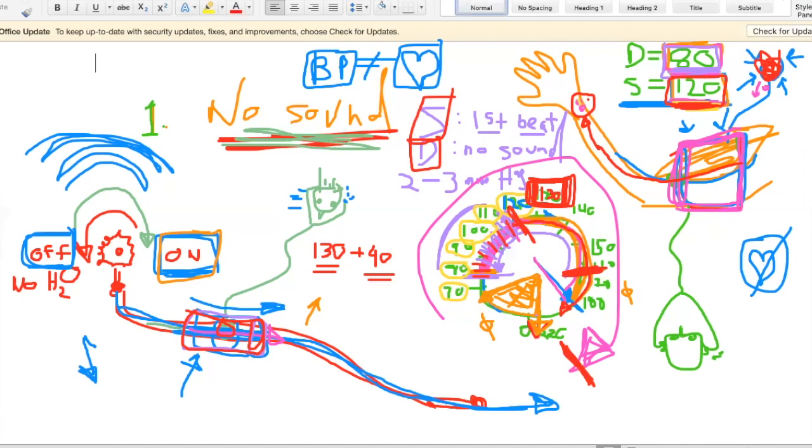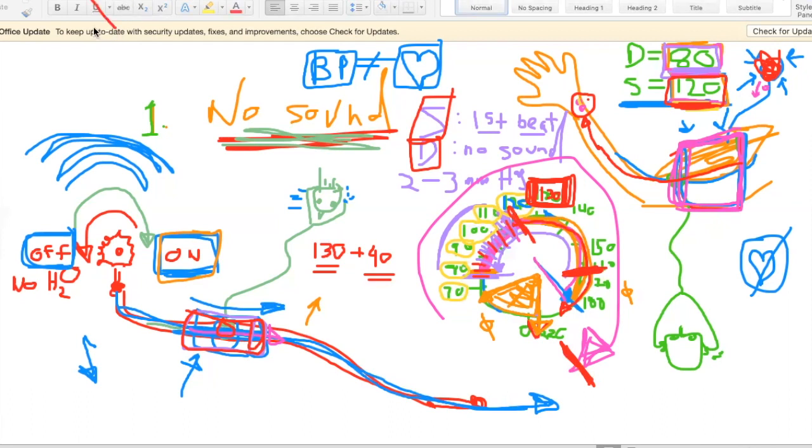Now, for your labs, you're not going to need to do blood pressure, but it's important for you to understand, the best that I can online like this, what blood pressure is and the nuances and what you're going to be doing. I think that's probably enough for right now.